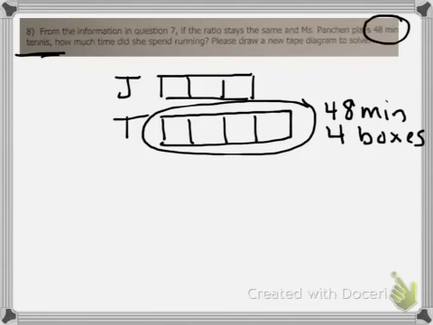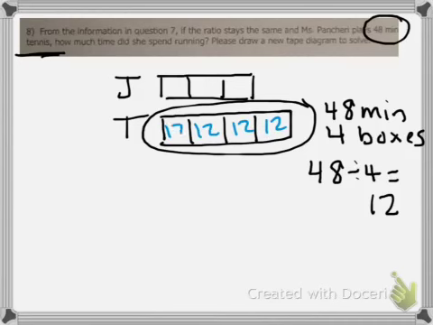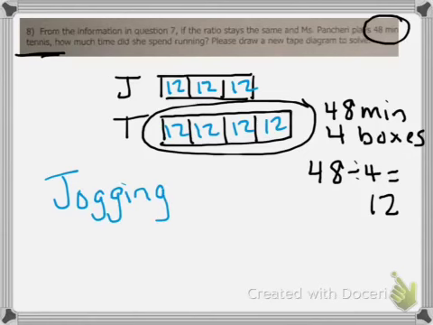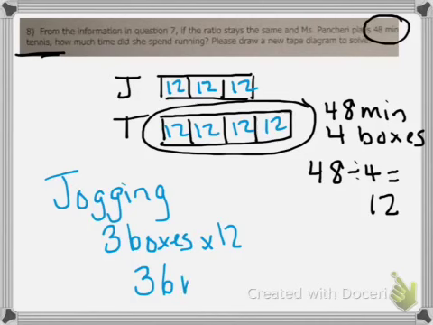So to figure out how much goes in each box, we're going to do 48 divided by 4. And that gives us 12. So I'm going to put 12 in each box. 12, 12, 12, and 12 up here for each of the boxes for jogging. To figure out how much time she spends jogging or running, we're going to do our 3 boxes times 12. That gives us 36 minutes of jogging.